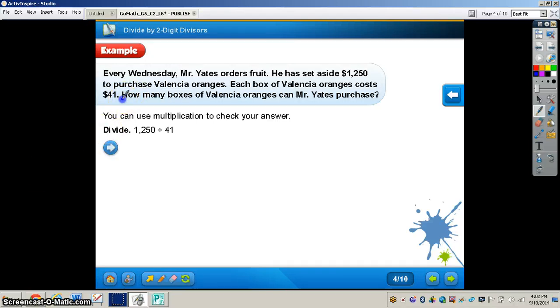The first thing we need to do is underline our question, what we're trying to find. We are trying to figure out how many boxes of oranges Mr. Yates can purchase. And let's also circle the numbers we're going to be working with. So we have the division problem, 1,250 divided by 41.